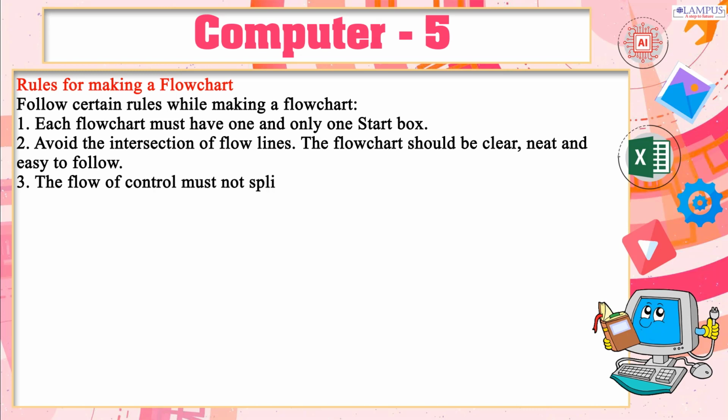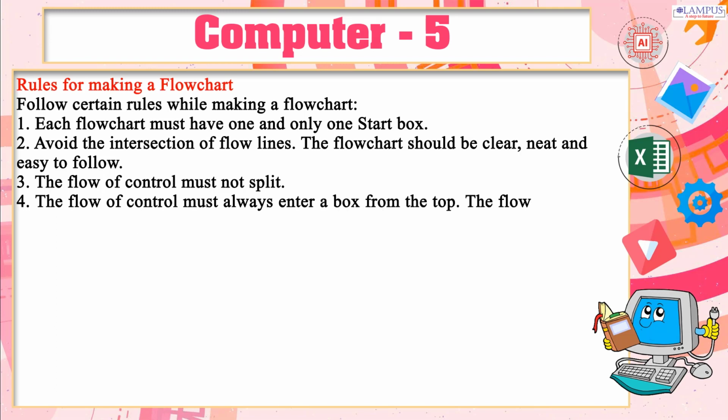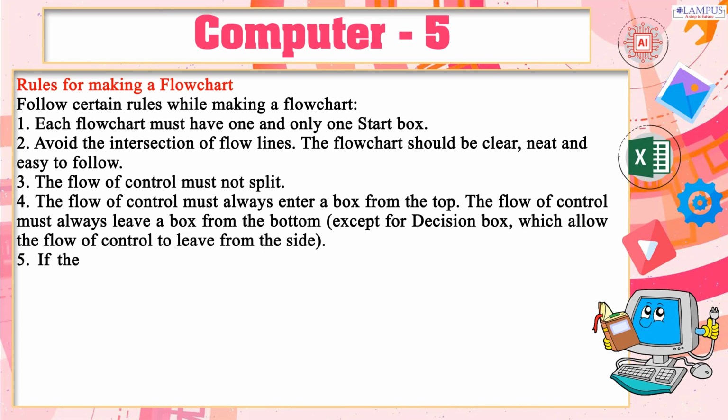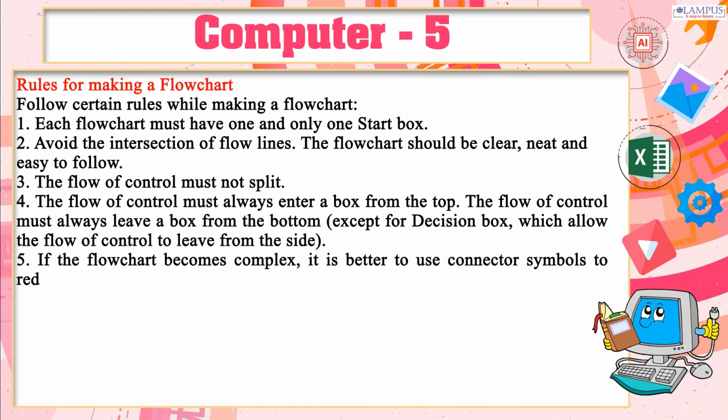3. The flow of control must not split. 4. The flow of control must always enter a box from the top. The flow of control must always leave a box from the bottom, except for the decision box, which allows the flow of control to leave from the side. 5. If the flowchart becomes complex, it is better to use connector symbols to reduce the number of flow lines.